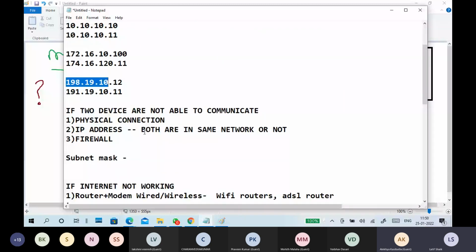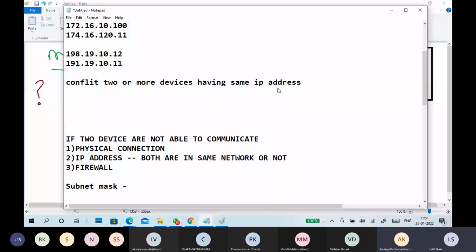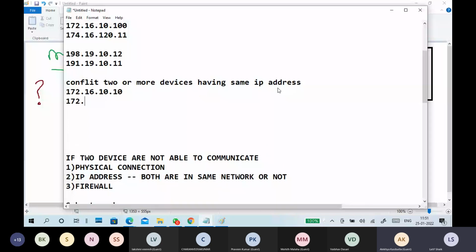What is a conflict? Two or more devices having the same IP address, not just the same network address, the same IP. For example, 172.16.10.10.